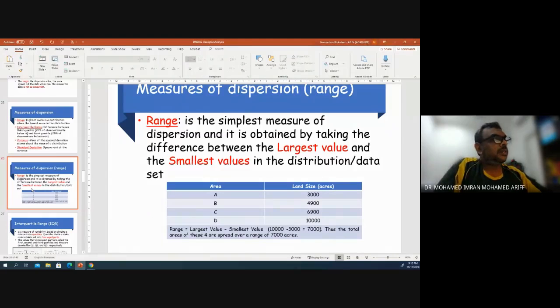Range is the smallest, the simplest measure of dispersion, obtained by taking the difference between the largest value and the smallest value. So, for example, area A has a land size of 3,000, B 4,900, and so on. So the range is largest to smallest: 7,000. Thus, the total areas for the four are spread over a range of 7,000.